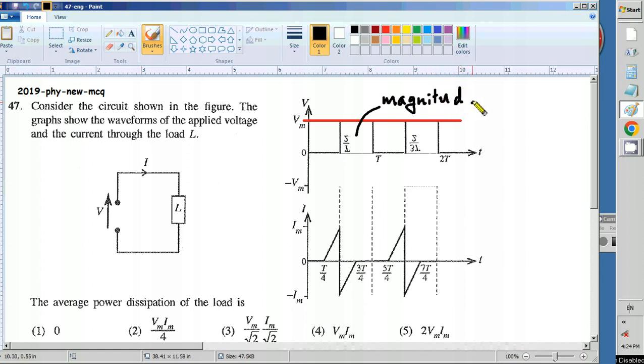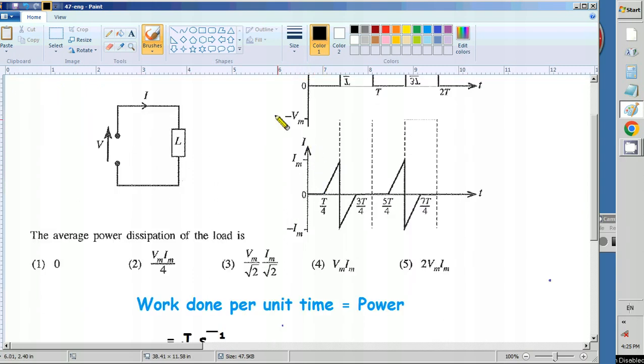Only the magnitude we need. Therefore, we can convert all the negative values to positive. So now we know what is the constant voltage. We can use this value. So the same way we can convert this current, the negative current, to positive. I can do it like this using this triangle.